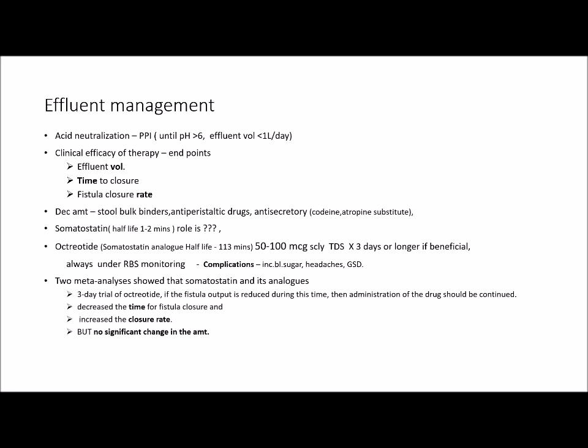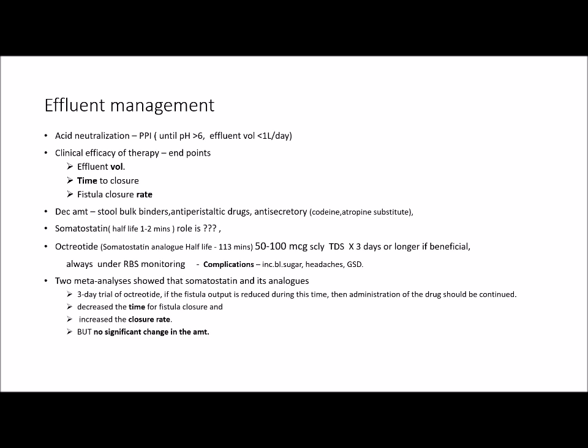It decreases all kinds of secretions, right? But the problem with somatostatin is it has a half-life of only 1 to 2 minutes. The role is debatable, right? So, octreotide, which is basically an analog, is beneficial in that it has a half-life of 113 minutes, almost 2 hours. It is normally used in doses of 50 to 100 microgram subcutaneously 3 times a day, and should always be tried initially for 3 days.